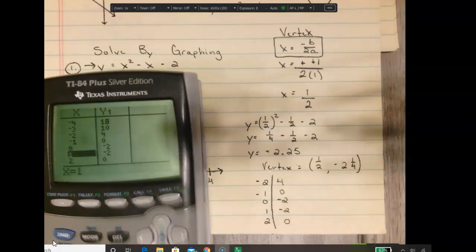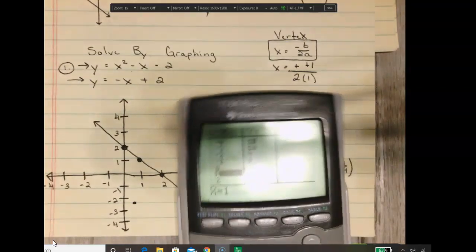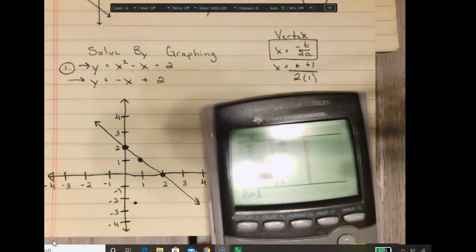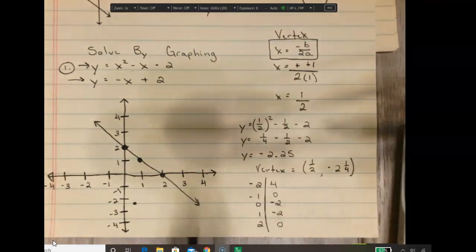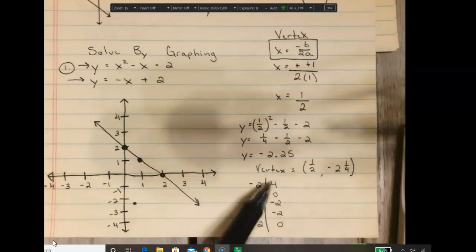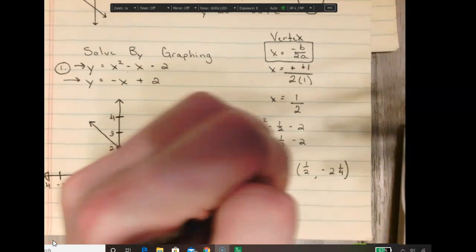So I've got my vertex, and it really helps me whenever it comes time to graph this quadratic equation. But this all could have also been found by hand if you didn't use your calculator. Again, just take these values and plug them in for your x, and they would have given you these y values. So x and y.